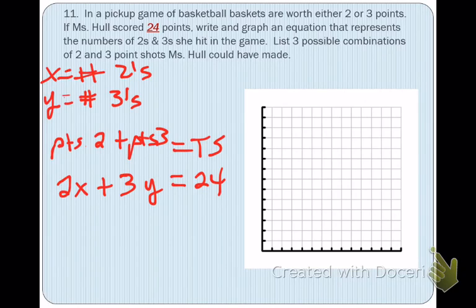Okay? Now, here's the y-axis, here's the x-axis, and we've blocked off the negative side of the x-axis and the negative side of the y-axis because we don't need them. You can't hit negative number of 2's and a negative number of 3's. Okay? Now, we can label these axes too. This is going to be the number of 2's hit, and this is going to be the number of 3's hit.